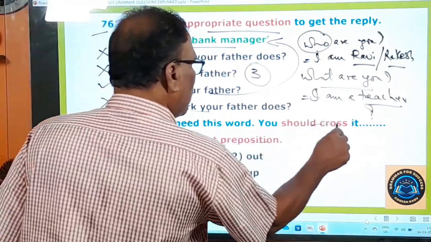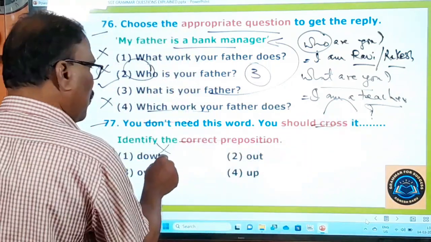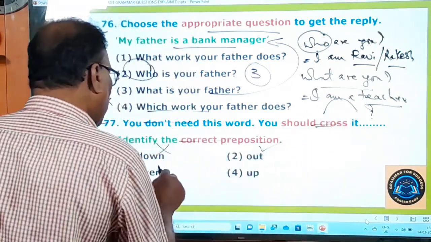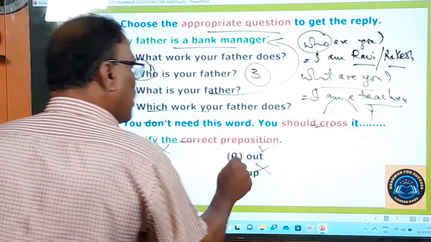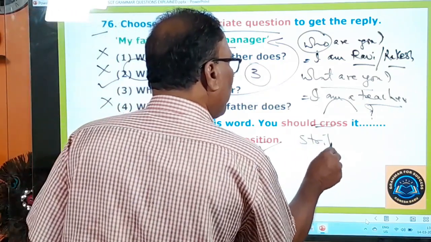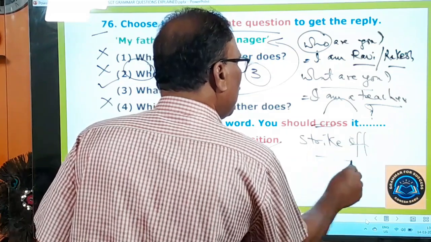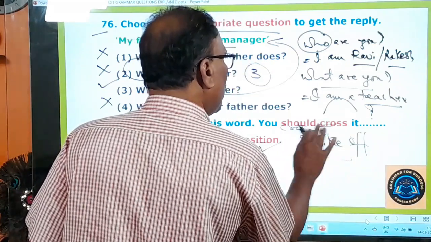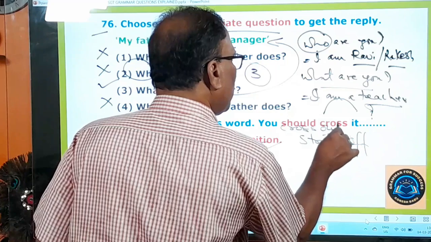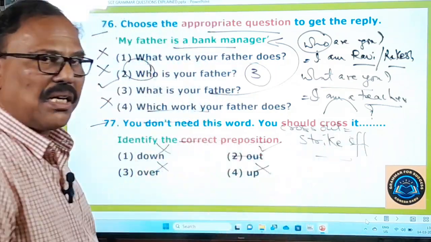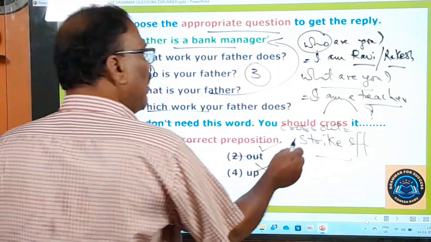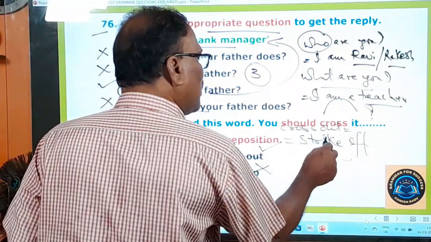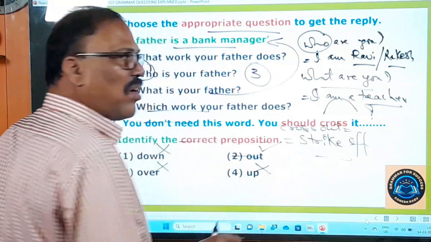Cross is the verb. Cross down, no. Cross out, yes. Cross over, no. Cross up, no. Yes, because cross out means what? Strike off. Cross out is a phrasal verb. Cross is a normal verb. Cross out is a phrasal verb. Whenever cross out is used in this way, it is used in the sense of strike off.